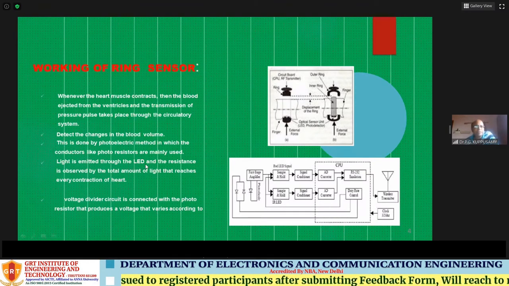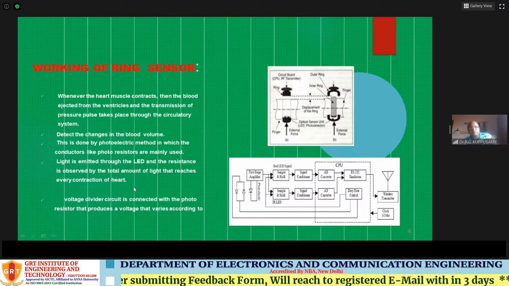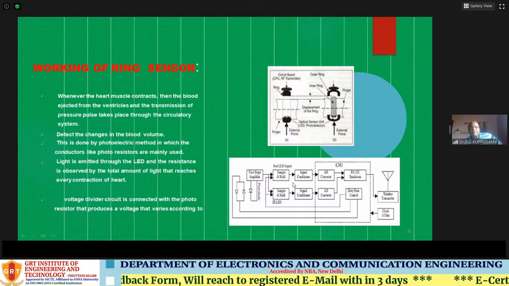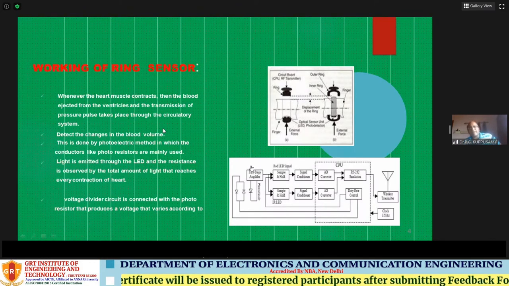The light is emitted through the LED, and the resistance is observed, the total amount of light that reaches with every contraction of the heart. So based on the movement from the heart, the LED is sensing it. This is an innovative idea for measuring heart rate, a heart rate monitoring system.